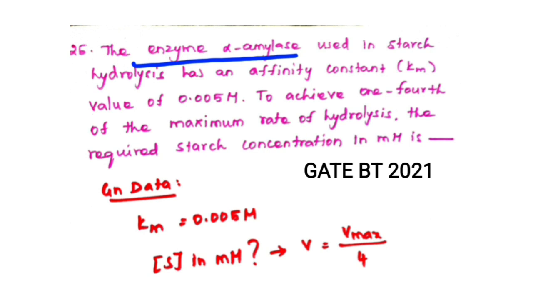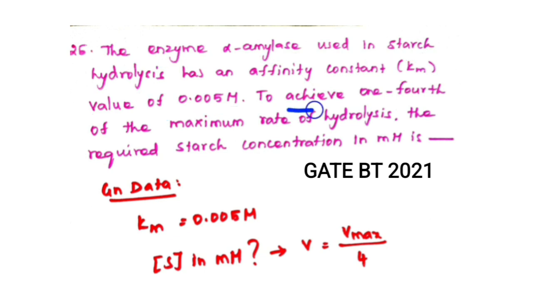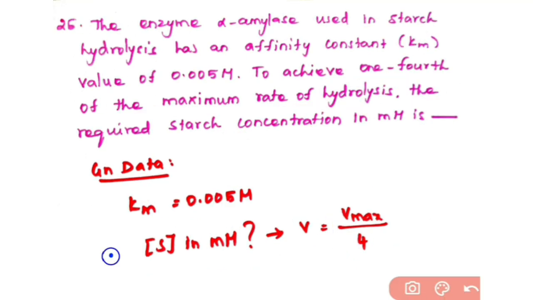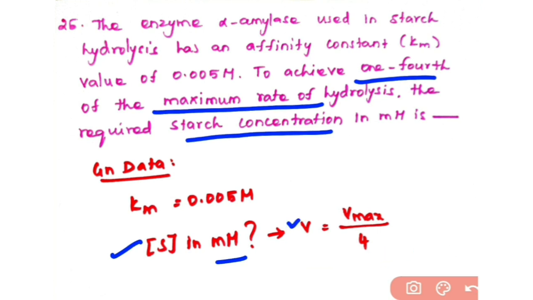The enzyme alpha amylase used in starch hydrolysis has an affinity constant Km value of 0.005 molar. So Km is equal to 0.005 molar. To achieve 1/4 of the maximum rate of hydrolysis, they are asking for the required starch concentration, the substrate concentration in millimolar, to achieve 1/4 of the maximum rate of hydrolysis. That is, the velocity is 1/4 of your maximum velocity.